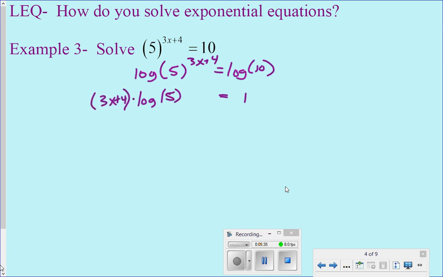Now, when you bring that down, be absolutely certain you put the 3x plus 4, the binomial, in parentheses. If you don't, it might seem like, oh, what's the big deal? It's just parentheses, but it makes a big deal because without the parentheses, this reads as 4 times the log of 5 and then add on 3x. I don't want to do that. I want to take the binomial 3x plus 4 and multiply it by the log of 5. So you need the parentheses. Okay, so now that I have that, I'm going to divide both sides by the log of 5.